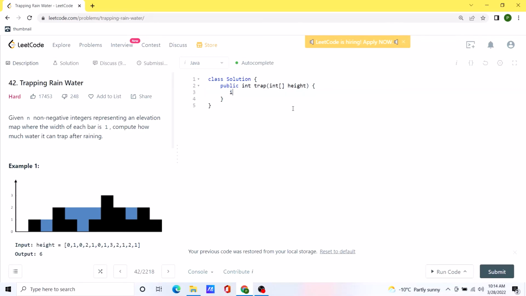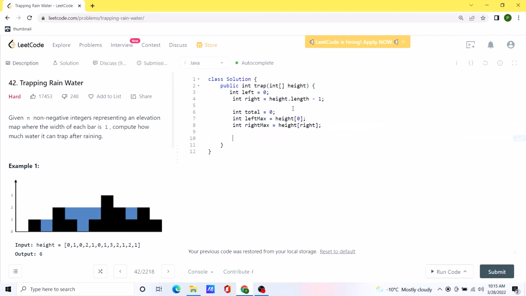So first of all, we are going to initialize our two variables left and right. Left is going to be 0, right is going to be height length minus 1. We are also going to initialize a variable total, which is the total amount of water that can be stored, to 0. We are also going to have two variables, left max and right max. Left max would be the first element in whatever height we are given, so height of 0, and right max is going to be the height of the last element, so height of right pointer.